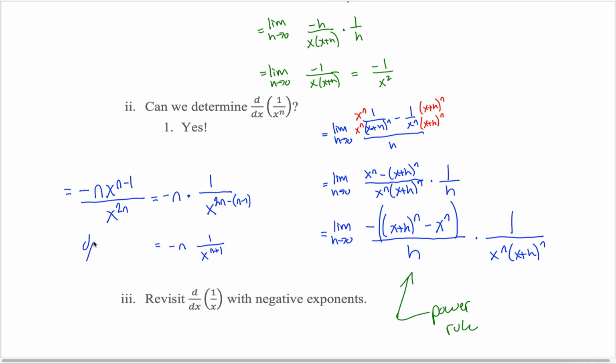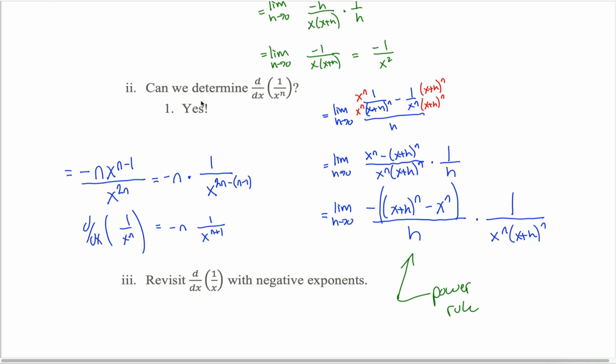So I guess we could make it a rule. I guess we could say the derivative of 1 over x to the n is equal to negative n times 1 over x to the n plus 1 power. But that seems hard for me, the student, to remember. I feel like I'm going to confuse that with the power rule. Well, I got great news for you.